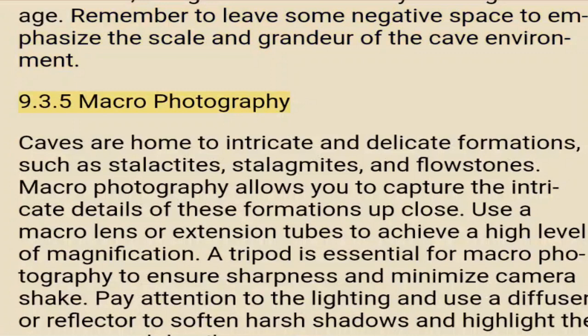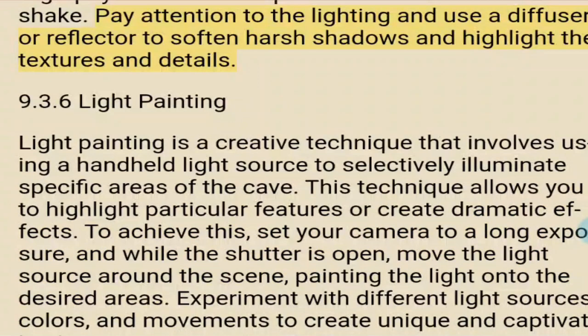9.3.5 Macro photography. Caves are home to intricate and delicate formations, such as stalactites, stalagmites, and flowstones. Macro photography allows you to capture the intricate details of these formations up close. Use a macro lens or extension tubes to achieve a high level of magnification. A tripod is essential for macro photography to ensure sharpness and minimize camera shake. Pay attention to the lighting and use a diffuser or reflector to soften harsh shadows and highlight the textures and details.